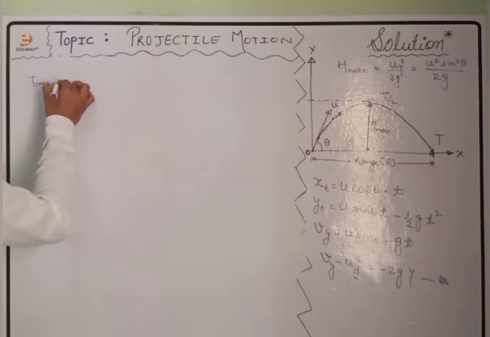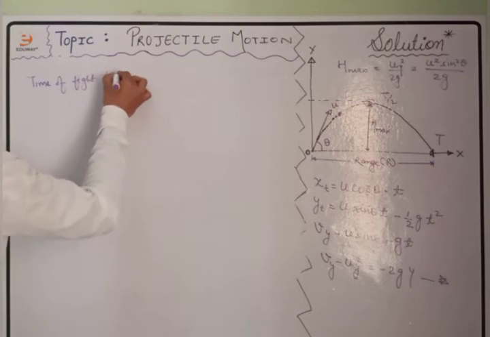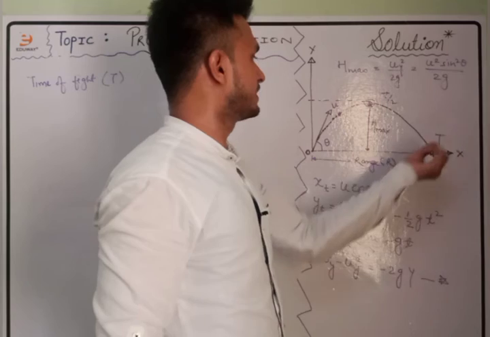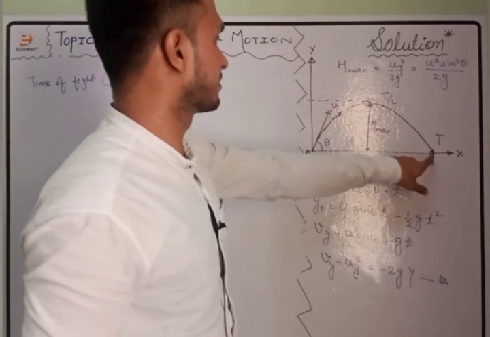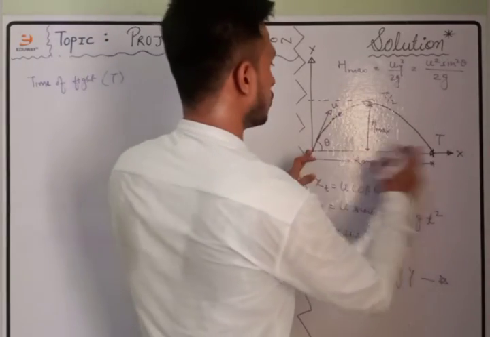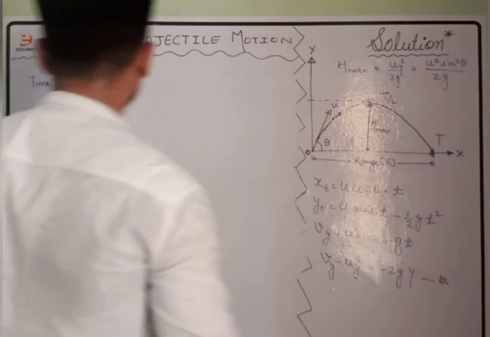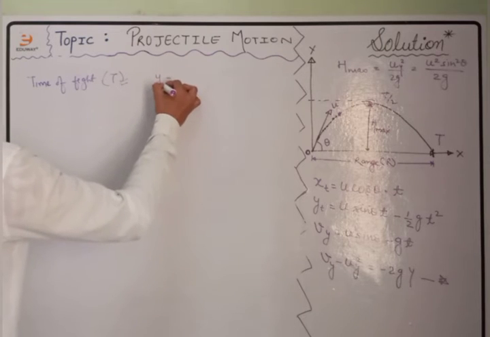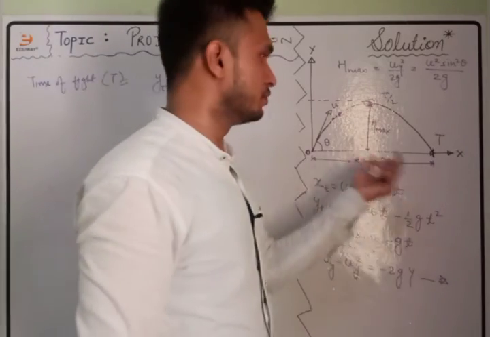As I have already said, there is no hard and fast rule to stick to a single concept for the time of flight T. The first concept says that when the total time has been taken, at that time the vertical displacement will be 0, because after time T, when the motion is complete, there will be no vertical displacement. It means at time T, the displacement y at T equals 0. So this is one concept that we will utilize.